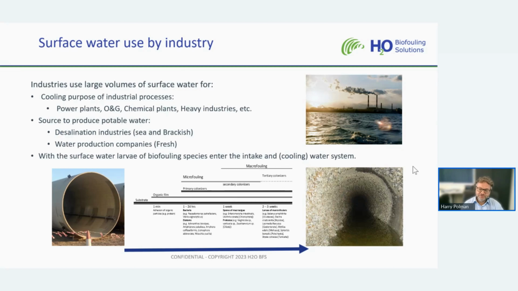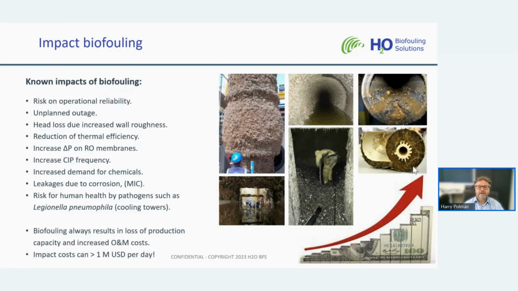From a clean pipe to a foul pipe, you see on the right, that can go very fast. Actually, it can take a few months, and then you can already have a lot of fouling in your pipe, which in some cases is irreversible. The impact of this fouling in cooling water and in feed water systems can be quite severe. You can see some pictures on the side, which we took during inspections.